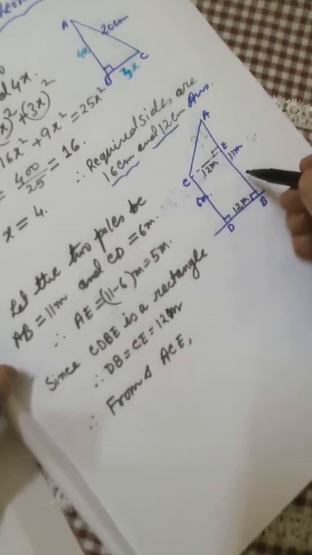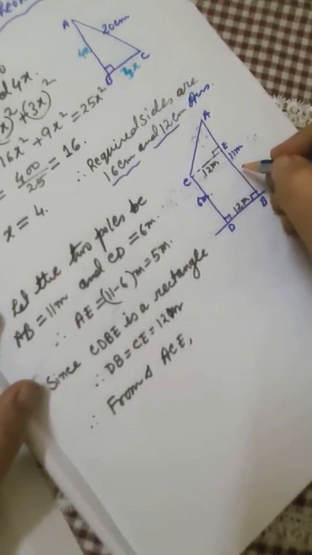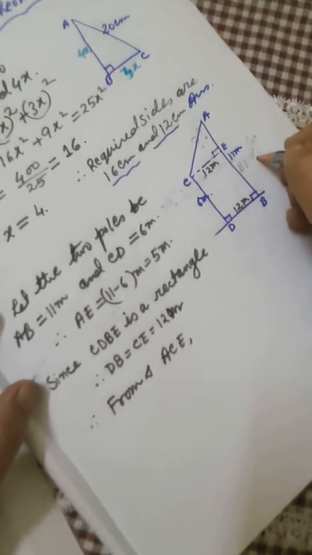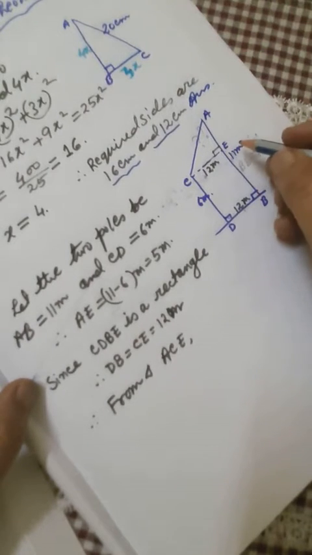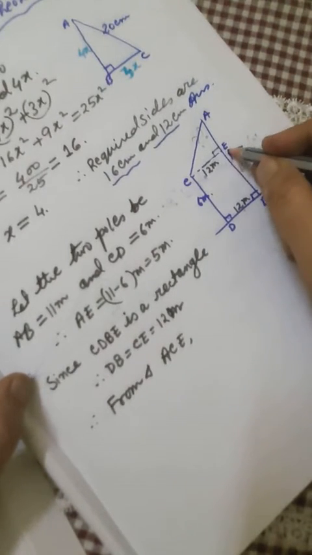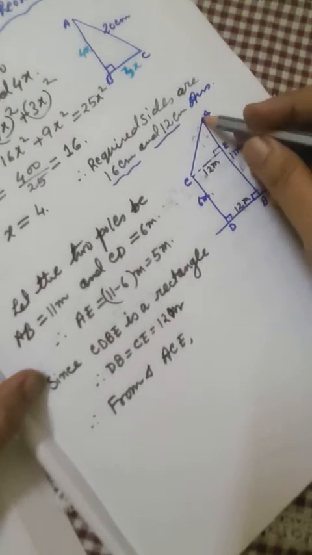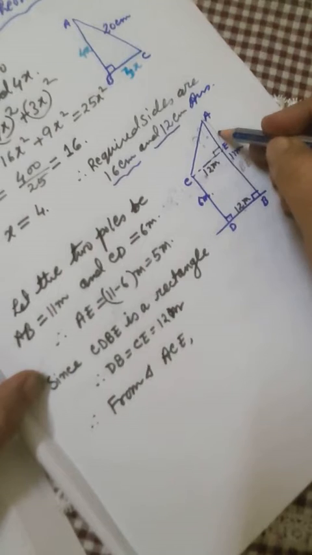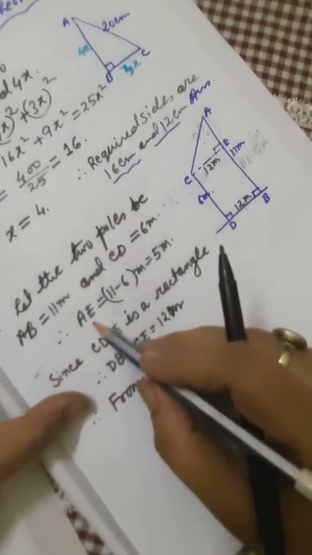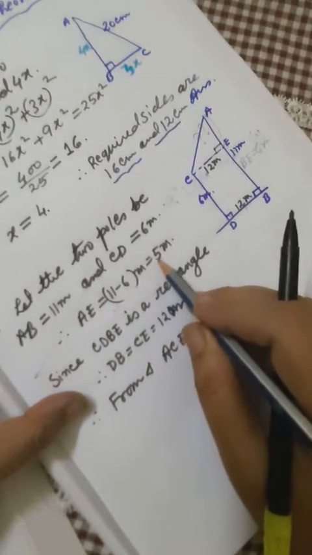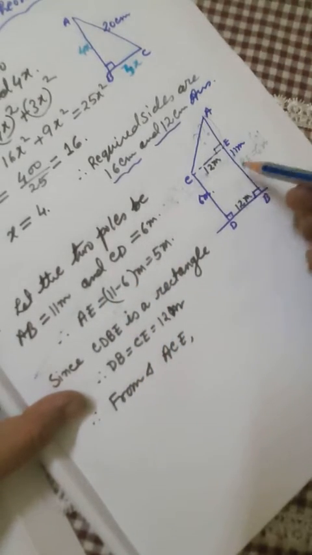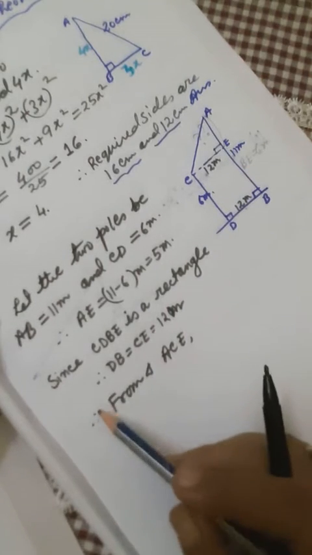Alright. So if it is a rectangle, BE is also 6 meter. This is 12, that means EC is also 12 meter. So if AB is 11, and this much is 6, then this would be 5 meter, right? So that is what is written here: AE is equal to 11 minus 6 meter, that is 5 meter. So altogether, whatever is being explained is written in just one line.